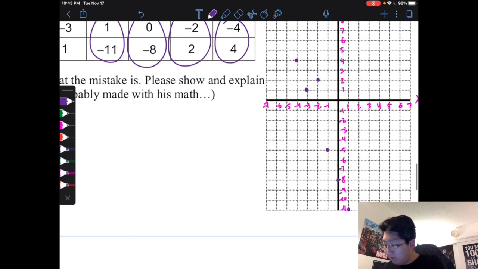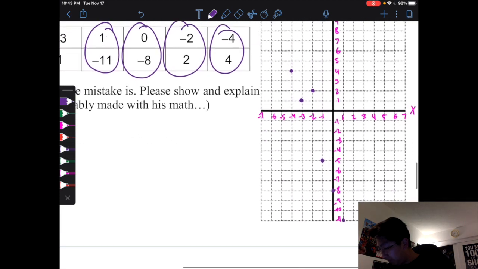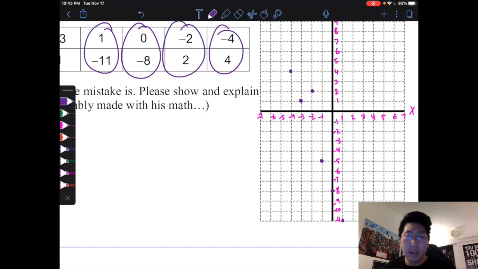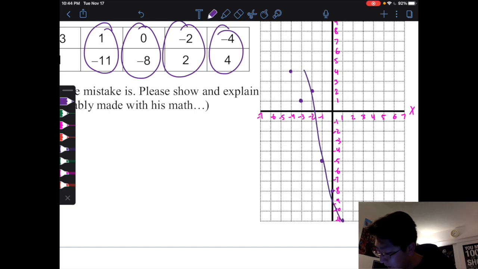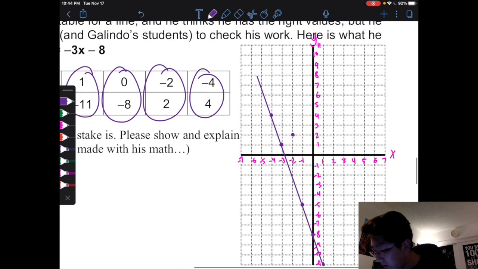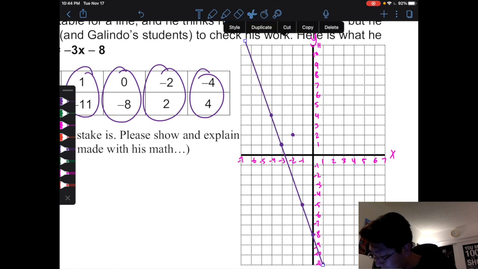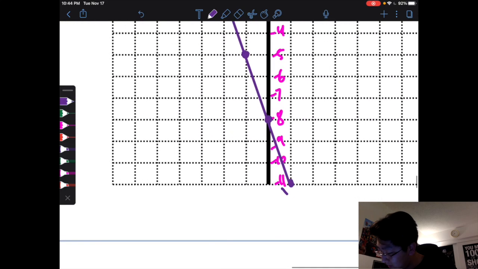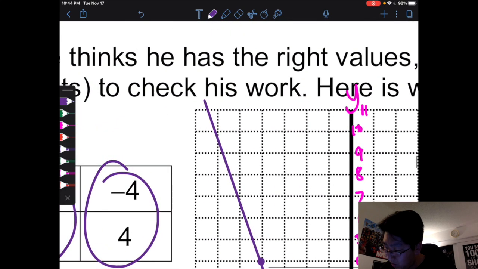Now, you can tell right away. Most of these points fit into a line, but one of them isn't. So what I'm going to do right now is draw my line with most of the points. You're going to notice that one of the points doesn't fit. Which one is it? We'll extend that line all the way. Put my arrows.